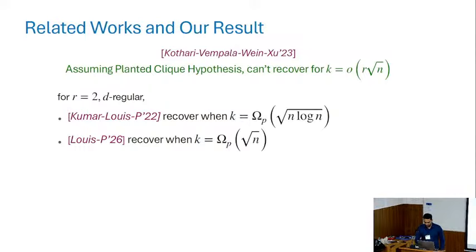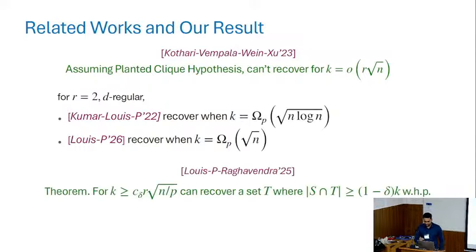But the result I'm going to tell you about today is the general result. The result we have is for general R-coloring. This is joint work with Anand and Prasad, where we show that you can almost match this lower bound. You can recover a set T which has a large overlap with the planted set.